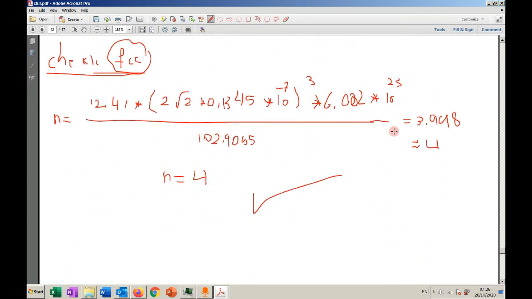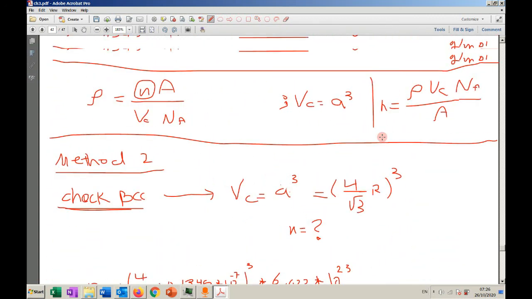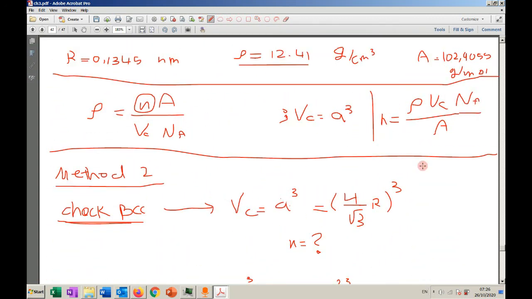This is another way that we can calculate a crystal structure by using the density equation. Thanks for watching.